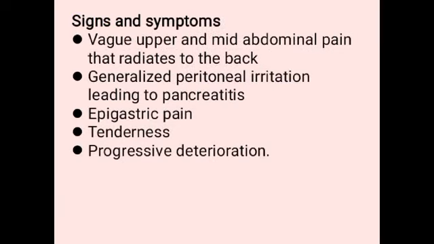What are the possible signs and symptoms that can point to the presence of a rupture of the pancreas? We can have vague upper and mid abdominal pain that radiates to the back. Why is it like this? Because we have talked about the location of the pancreas being in the epigastric and left hypochondriac region, which is the upper part of the abdomen. So it can be localized pain due to the inflammatory process happening as a result of an injury. And we can also see generalized peritoneal irritation that leads to pancreatitis, just like we have already mentioned.